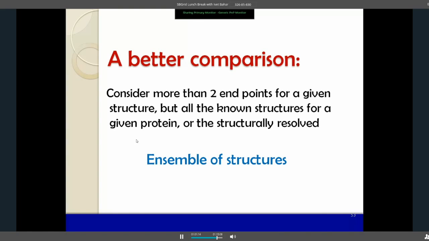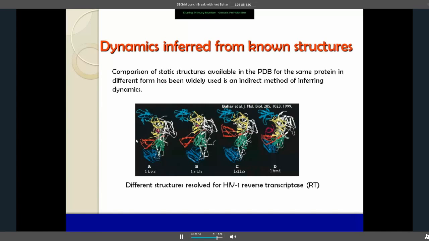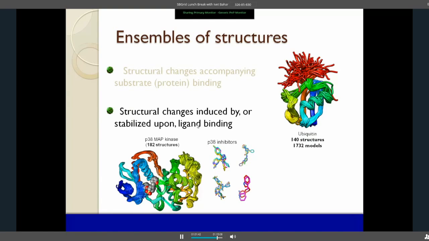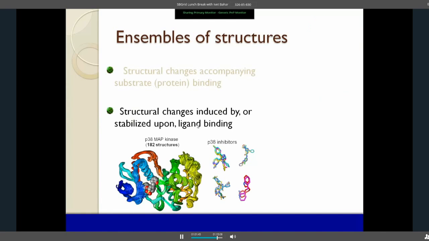So here's an example for HIV reverse transcriptase again, an example of alternative conformations. From those known structures, we already have an idea of what the motions are, but we can then systematically analyze them. We can analyze the structural changes that accompany protein binding or those induced by ligand or inhibitor binding, or those that are visited along an allosteric cycle.